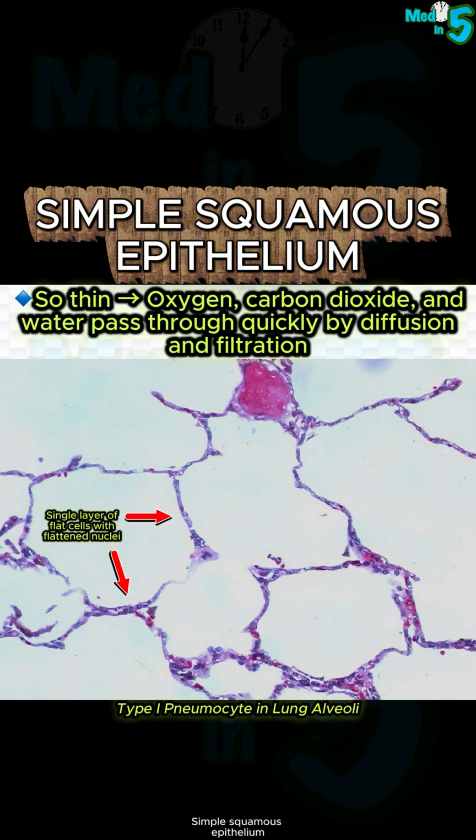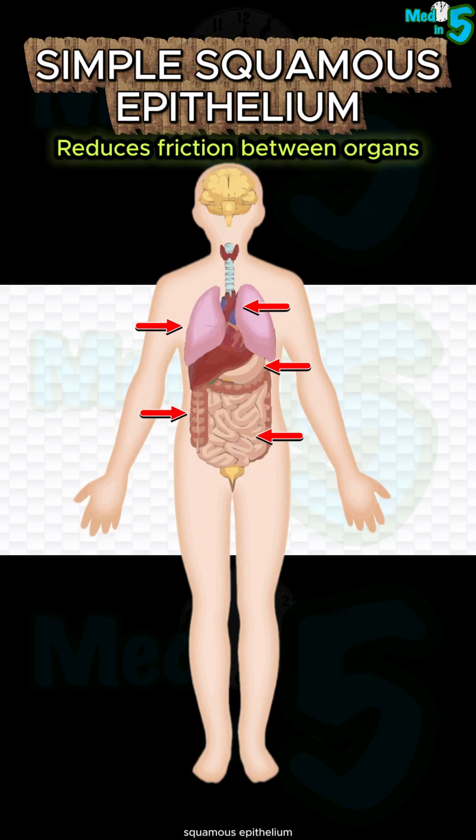Simple squamous epithelium is formed by a single layer of flat cells with flattened nuclei. Because it's so thin, substances such as oxygen, carbon dioxide, and water can pass through it quickly by diffusion and filtration. The smooth surface of simple squamous epithelium also helps reduce friction between moving organs.